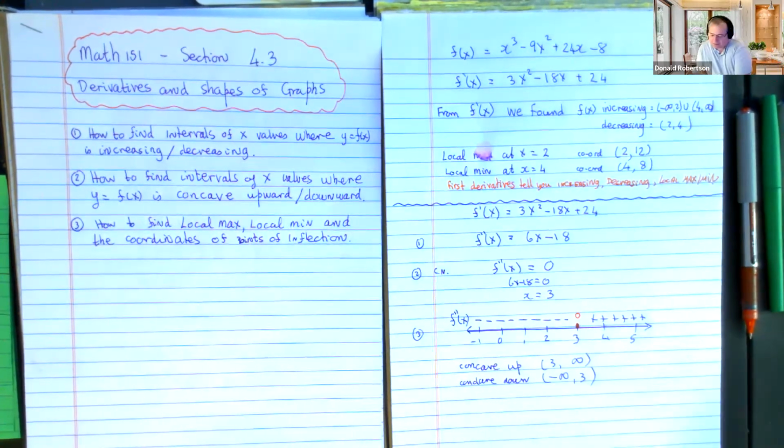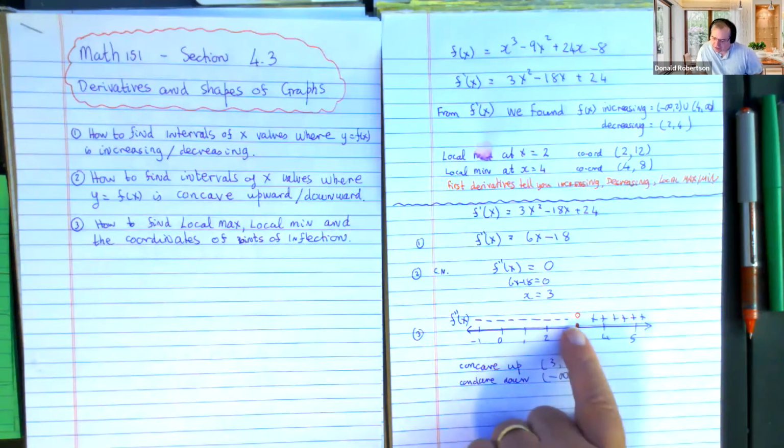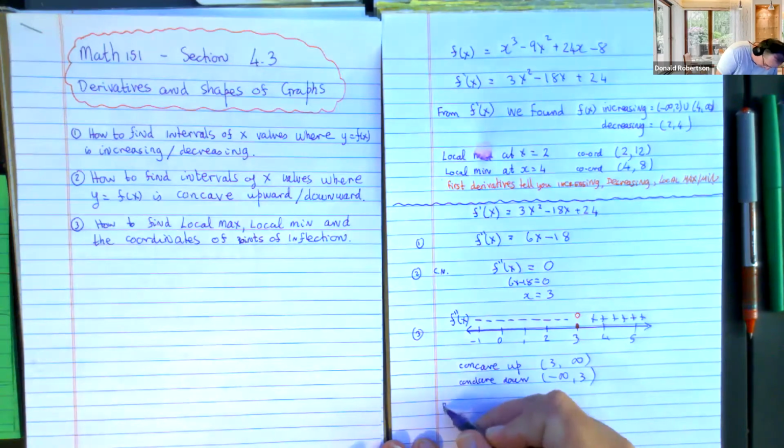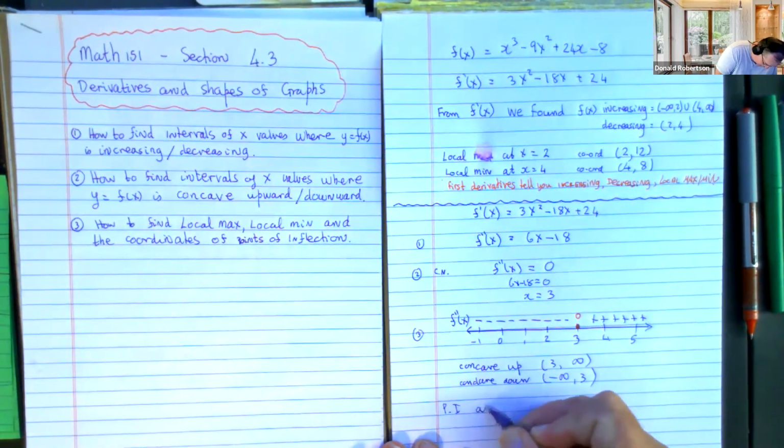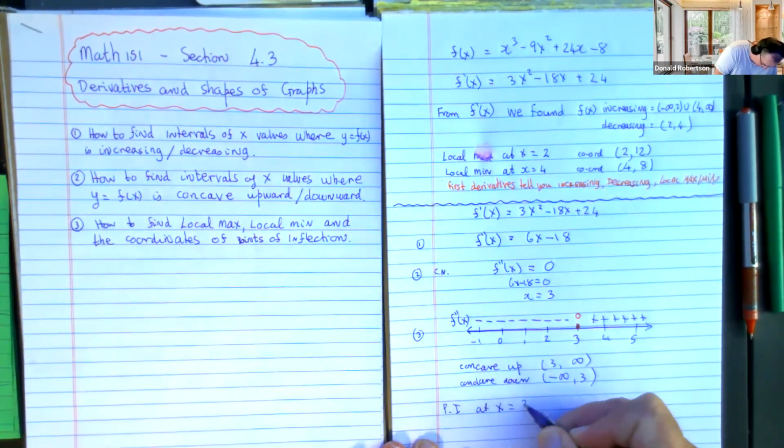And that's that done. And all I need to do now is point of inflection, right? The point of inflection is when there's a changeover. A changeover happens here. Would you see it? So there's going to be a point of inflection at x equals 3.